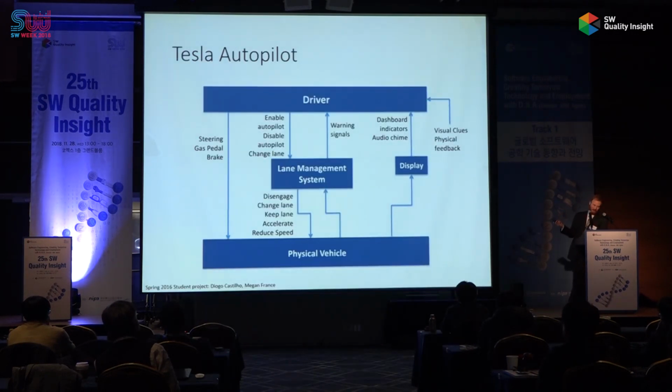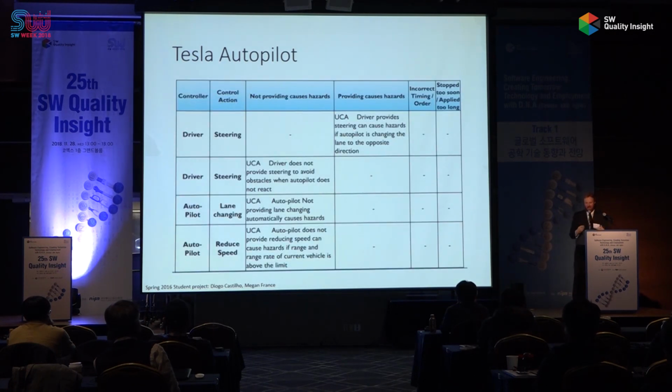This is not perfect, by the way, but I think it's useful to see what you can do in a couple of days. Here's the simple control structure. This is all you need to find very important flaws. The driver can provide commands to turn this on or off. This is the autopilot, the software. The software can change lanes, accelerate and reduce speed, and so on. They didn't label the feedback, minus 10 points. But okay, even with an imperfect model, what can we get?